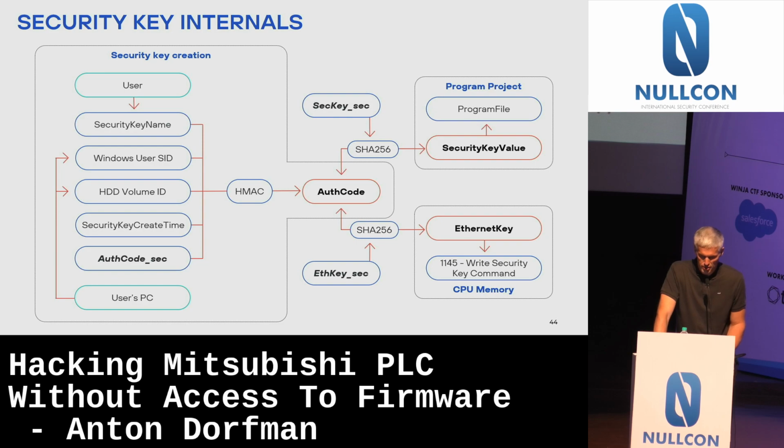We researched its internals, and the only thing that the user can set is the security key name. After this, the auth code and everything else is generated. And after this, we can get the auth code. From the auth code, we can get the security key value and the Ethernet key. These 3 secrets are the basis of the security key. And we found a lot of bugs inside this mechanism.